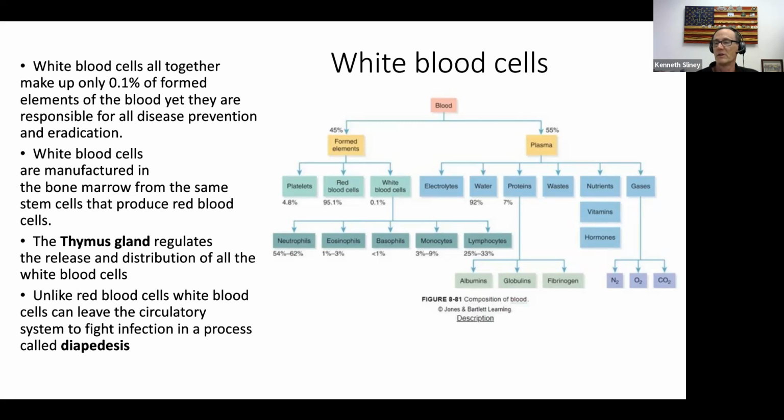The thymus is a gland that's located in your chest under your sternum. And this controls and regulates the distribution of all your white blood cells. The one thing unique about white blood cells that red blood cells don't do is they can leave the circulatory system to fight infection in a process called diapedesis. They actually move from the blood circulation out into the extracellular tissues to remove infection.